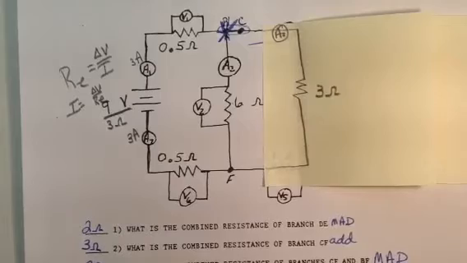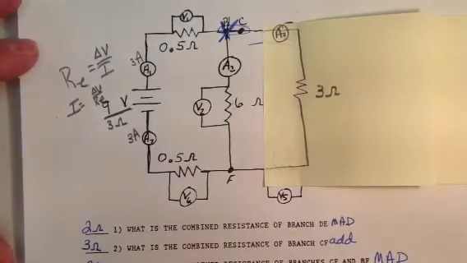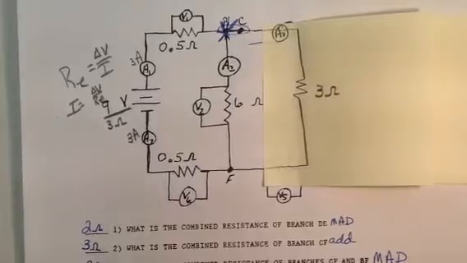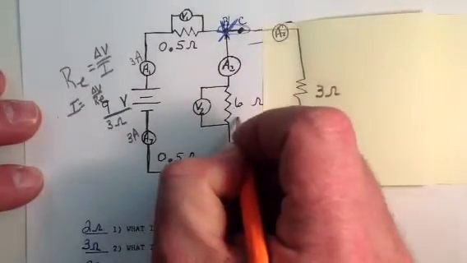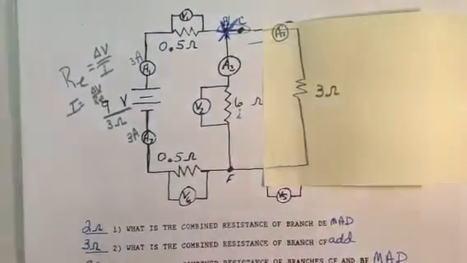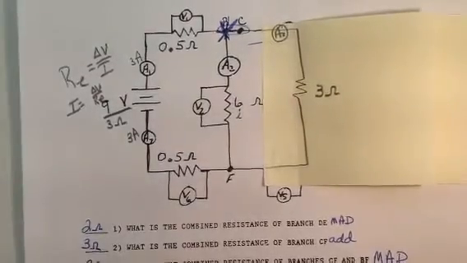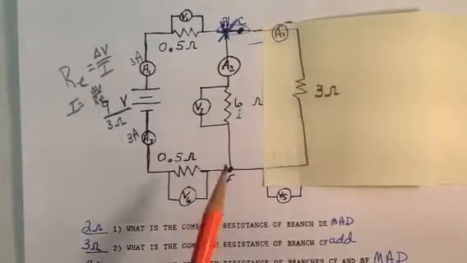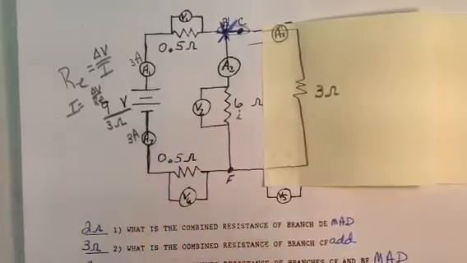Direction number 1 says assign a variable to the branch with the highest resistance. I could care less what your variable is. I'm going to use I. I like the letter I, so that's what I'm going to use. So I have assigned my variable to the branch with the highest resistance.